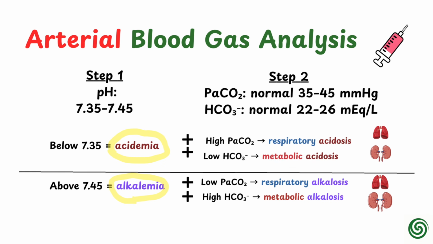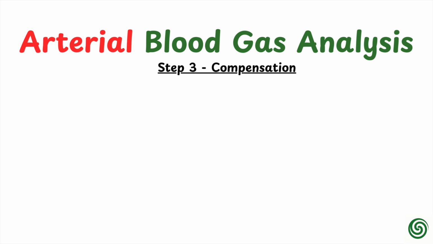In other words, if the problem comes from CO2, it's respiratory. If it comes from bicarbonate, it's metabolic. This is the core of arterial blood gas interpretation, these 4 rules. Now let's move on to step 3, or compensation.